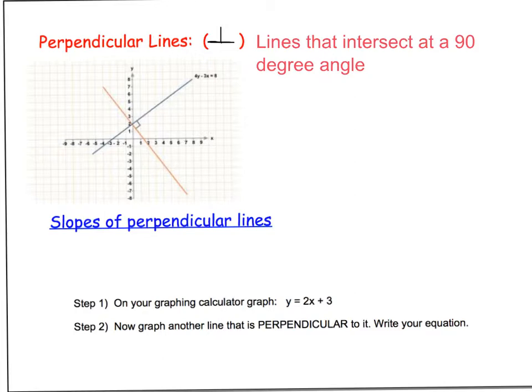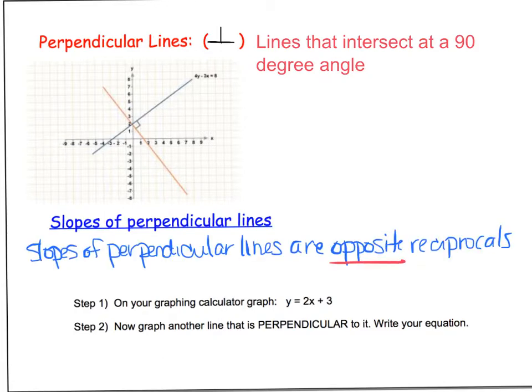Let's talk about these two words. Opposite, that's important. That means your signs will be different. So if your slope started out as positive in one line, the perpendicular line's slope will be negative. If your line started off with a negative slope, the perpendicular slope will be positive.